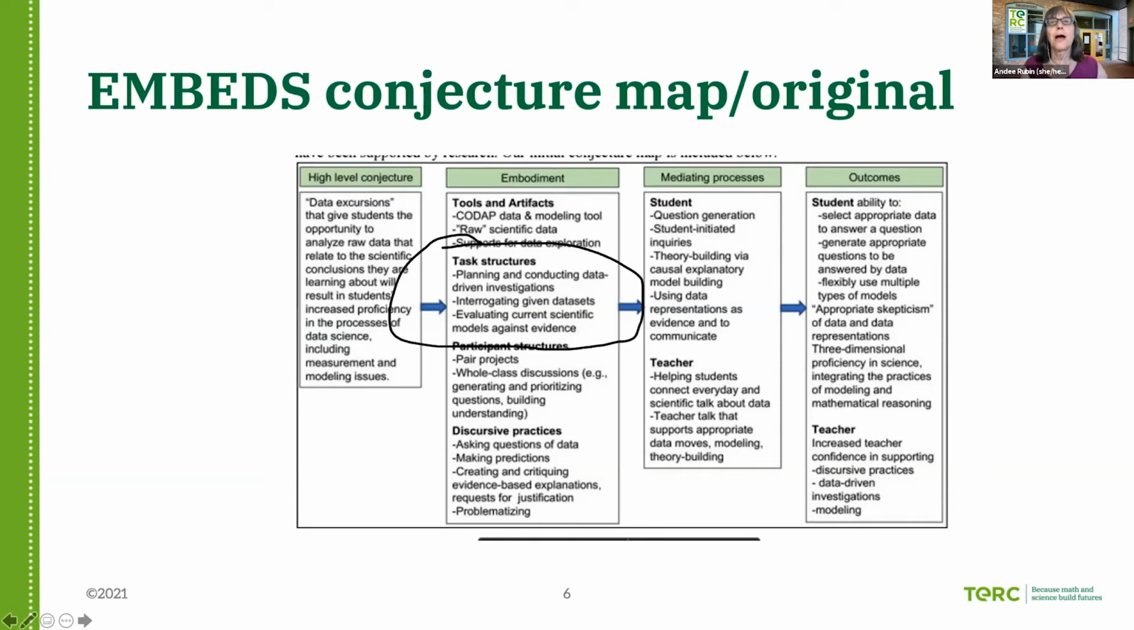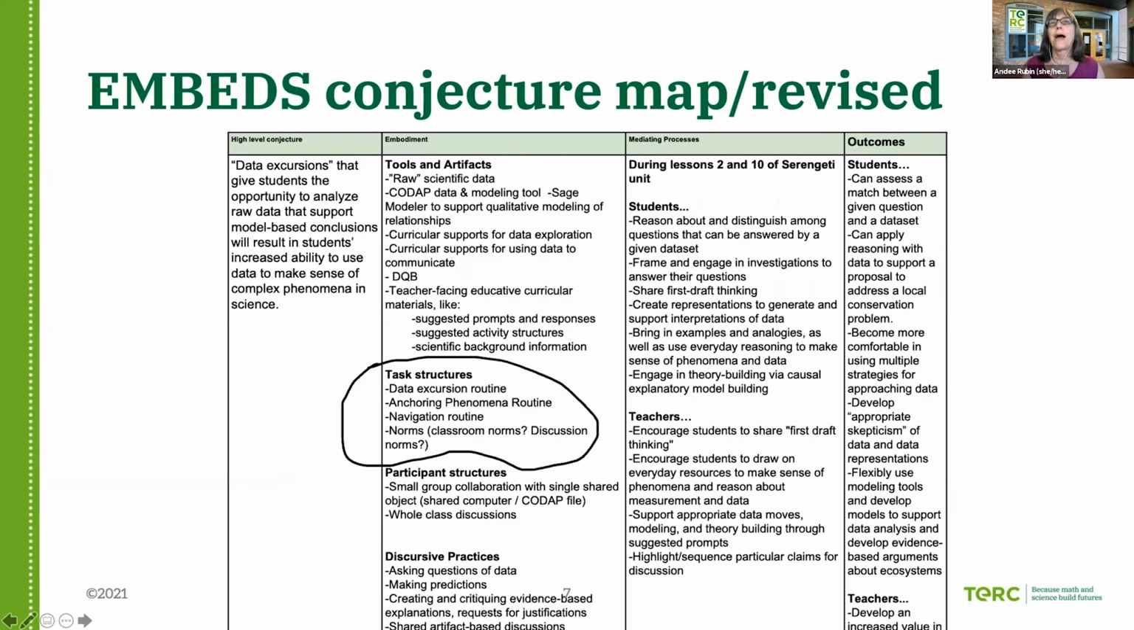And before we even got into the classroom, as we went through the curriculum design, we realized that there were more things we needed to add to the task structures. And so here is a revised conjecture map where we called out the fact that we needed a data excursion routine. So we actually have routines that teachers get used to and are able to use flexibly. And they actually are also routines for curriculum writers.